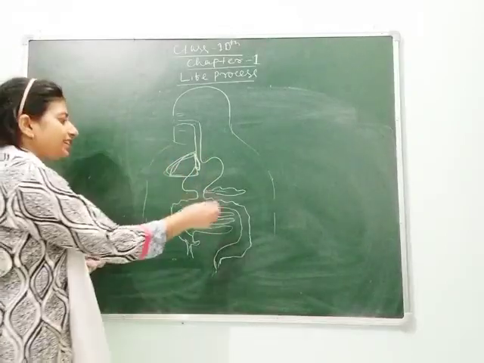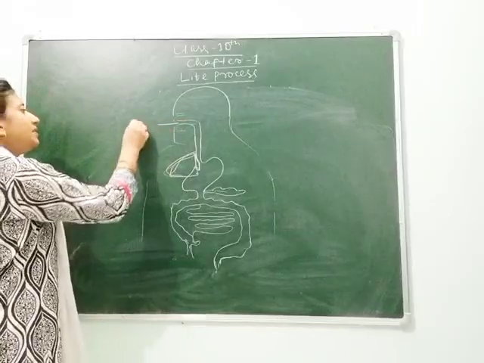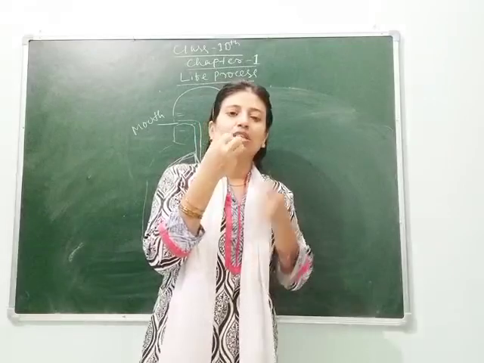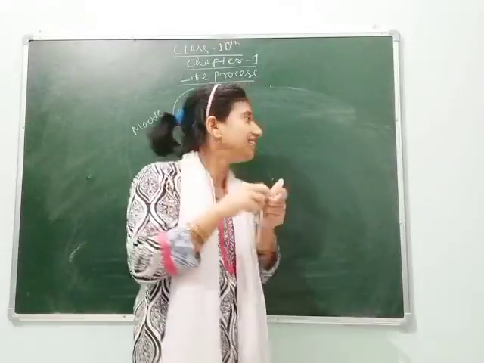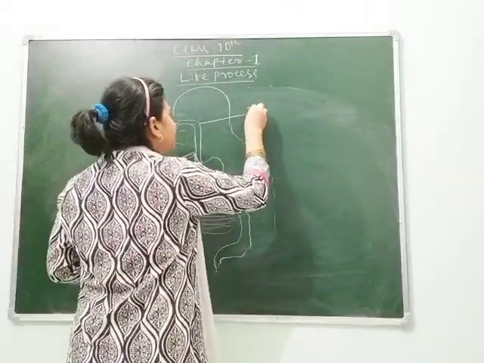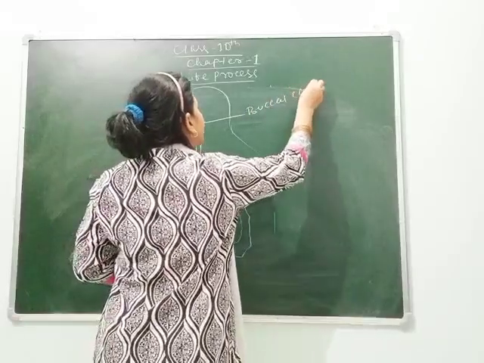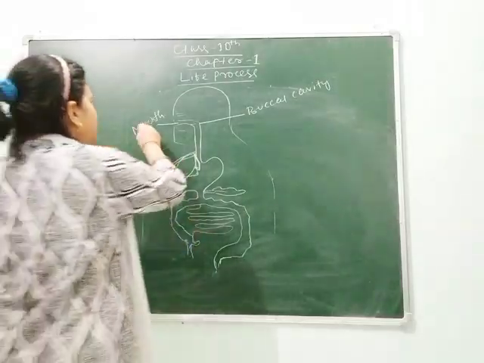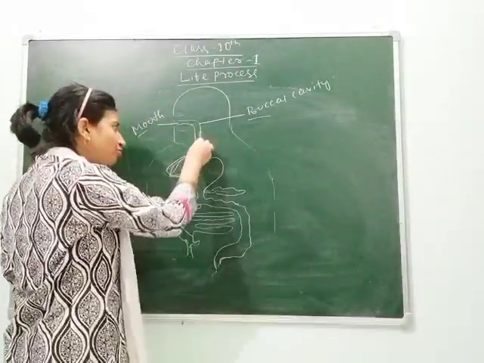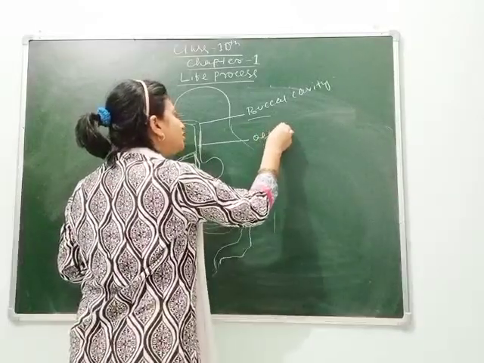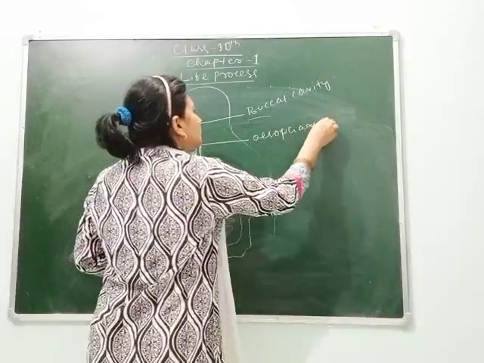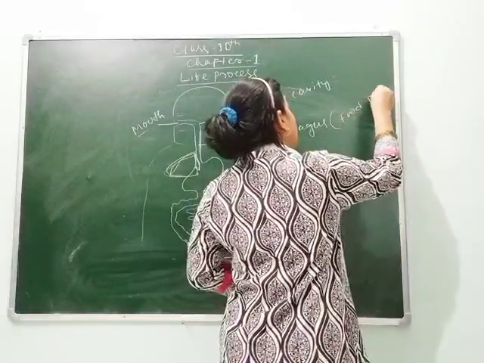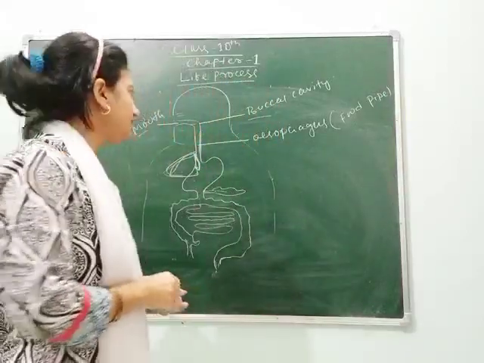So students, you can see the diagram. This part represents the mouth, and after the mouth, these are the buccal cavities. We can say buccal cavity, inside which we put our food and we chew the food. This is mouth. This is buccal cavity. Then move towards the esophagus. This is called esophagus. This is also called food pipe.